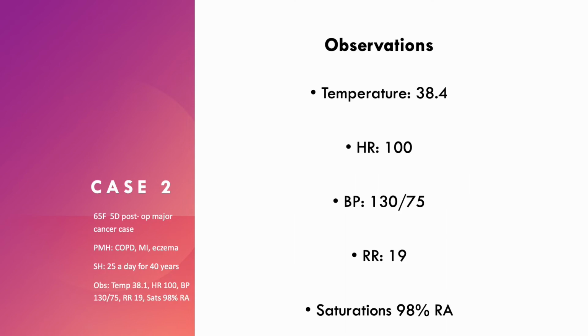So you get the patient's observations. She has a temperature of 38.4, a heart rate of 100, blood pressure of 130/75, respiratory rate of 19, and saturations of 98% on room air. Looking at the observations, she's pyrexic, so you need to think sepsis in these patients. The patient also is tachycardic, and again that can be a sign of sepsis. The blood pressure is okay, the respiratory rate is okay, and the oxygen saturations are okay, but it's good to try and catch these things early.